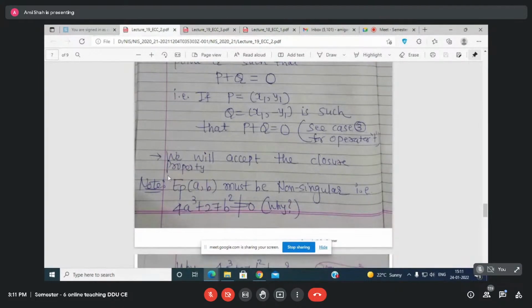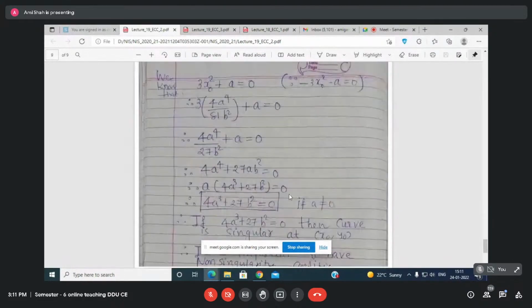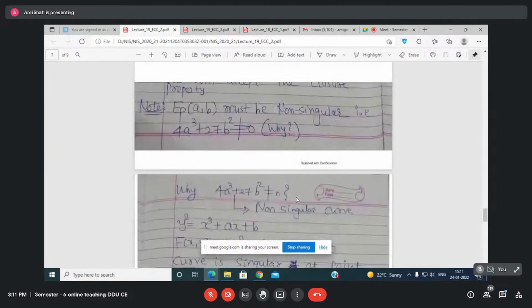One point is that the elliptic curve must be non-singular, that is, 4a cube plus 27b square not equal to 0. There is a proof for this, but right now I will not explain that proof.